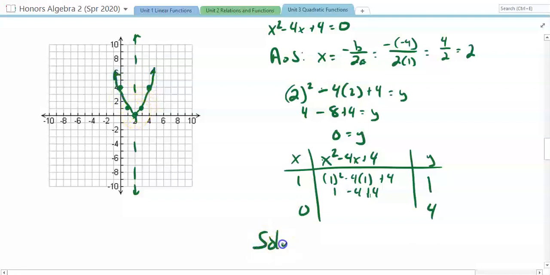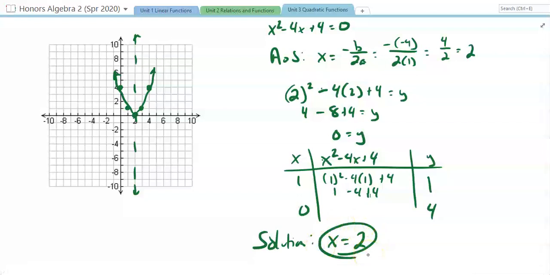And so where is my solution? Well, my only solution is where it touches the x-axis, and that is at x equals 2. That is the only solution we have. Now, again, we're going to talk later this unit about repeated solutions and what that means in our graph. But for right now, understand that this is one solution at x equals 2 when we solve in this method.